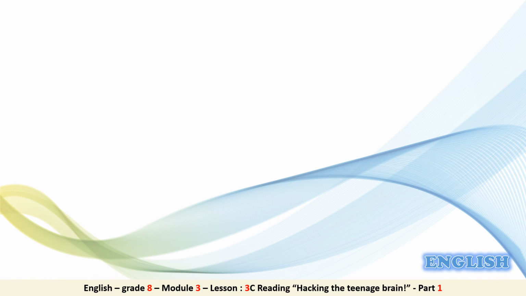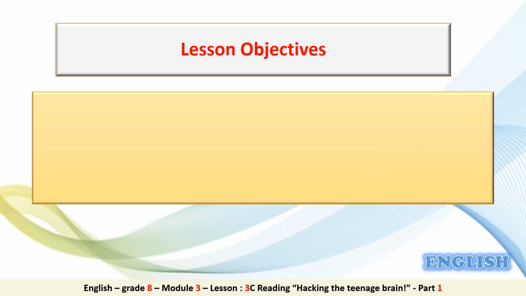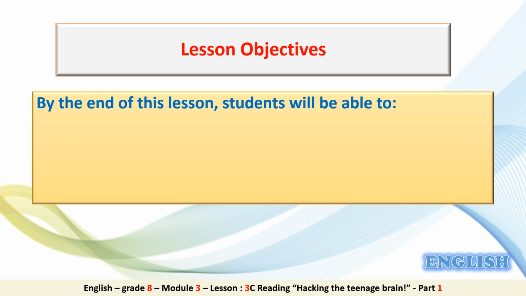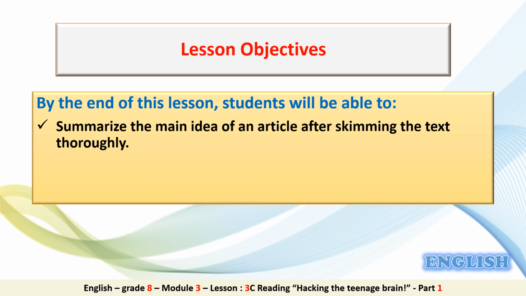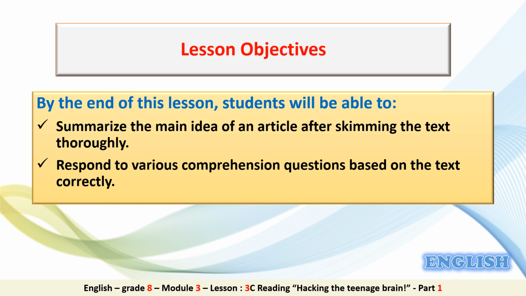As for today's lesson objectives, we're going to cover two main objectives. By the end of this lesson, students will be able to summarize the main idea of an article after skimming the text thoroughly, and respond to various comprehension questions based on the text correctly.